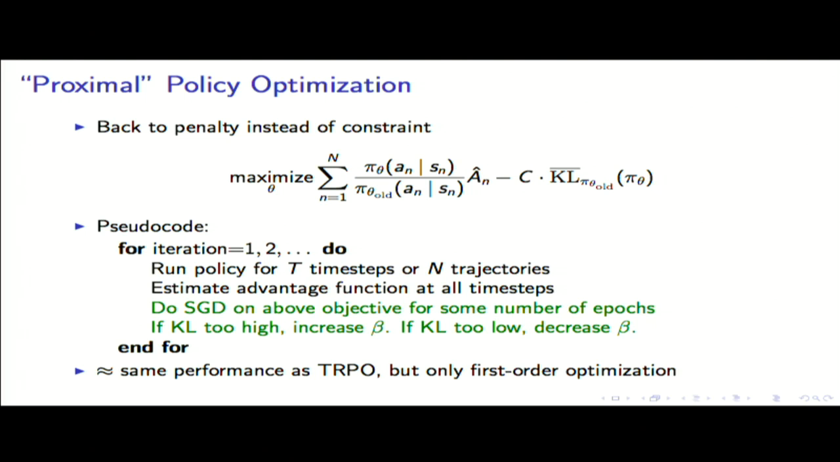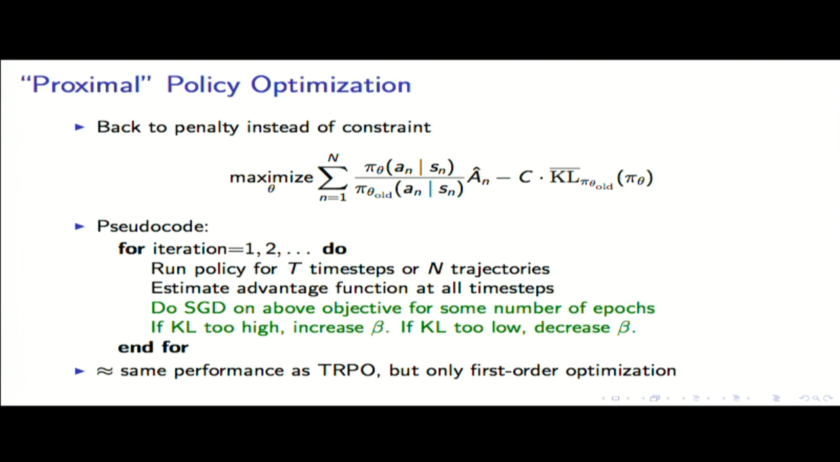What do we use for our coefficient C? Because we were saying earlier that that's kind of finicky and hard to set. You can just adjust this adaptively: you run your SGD, and if the KL divergence is too big, then you need to increase the penalty, so you increase C. If the KL divergence is too small, then you need to decrease the penalty, so you'll take a bigger step next time. So you adaptively adjust your coefficient on the KL divergence, and that ends up working well enough as a way of keeping a roughly constant KL divergence each time you do an update.